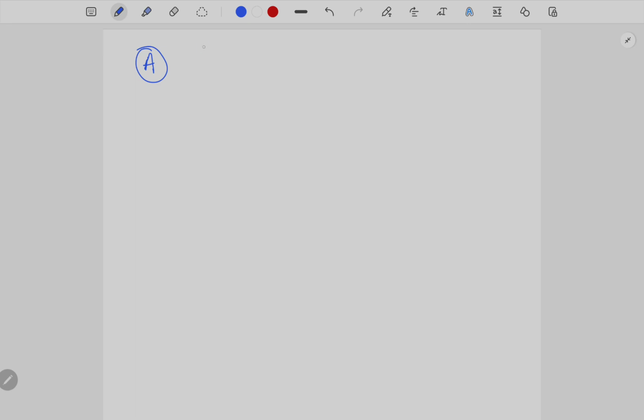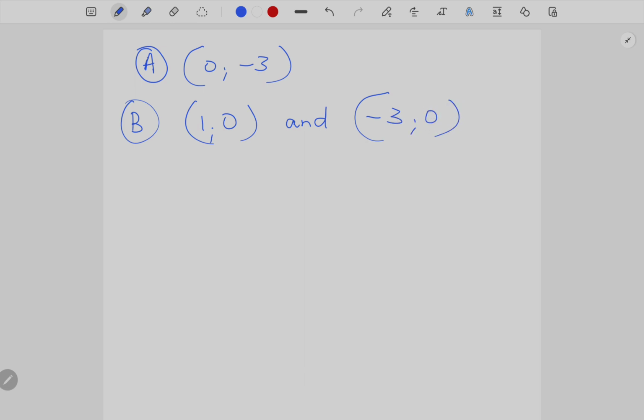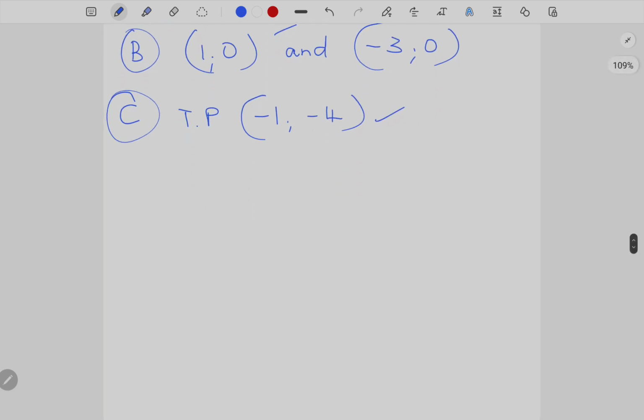So it was about the y-intercept. X was 0, then y was negative 3. The second point, x was 1, whilst y was equal to 0, and also the second point, x was negative 3, whilst y was 0. Then the third point is about the turning point, where it turns. So we said x is negative 1 and y was equal to negative 4. So we've got these 4 points on the graph.